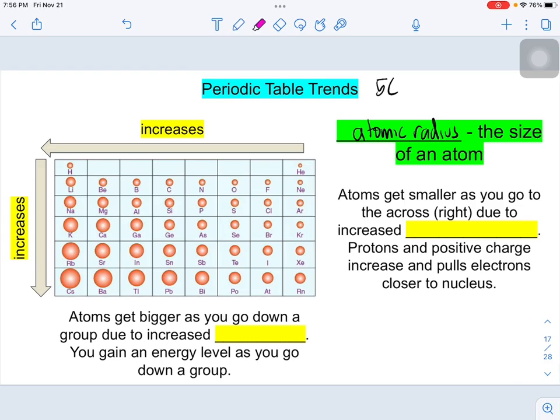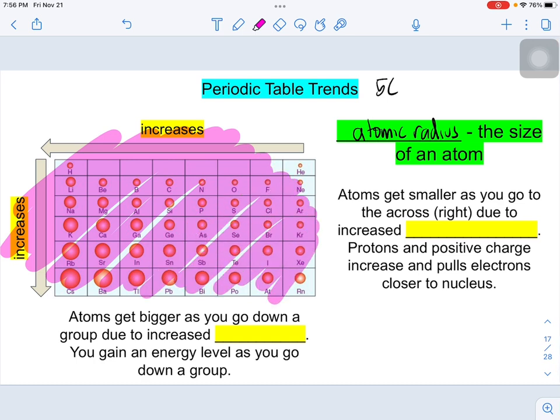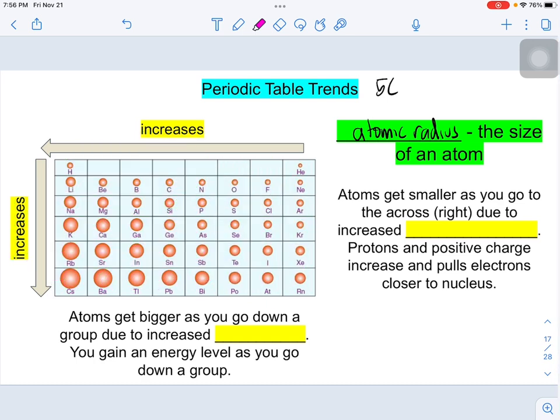So I want you to look at this table that I just highlighted in pink. This is a table and an image showing you the different sizes of atoms on the periodic table. And we can see that a pattern emerges. So let's go ahead and fill out the first information. It says atoms get smaller. So everybody look at what I'm highlighting right here. We're looking at a row on the periodic table. And we learn that atoms get smaller as you go across due to increased nuclear charge.